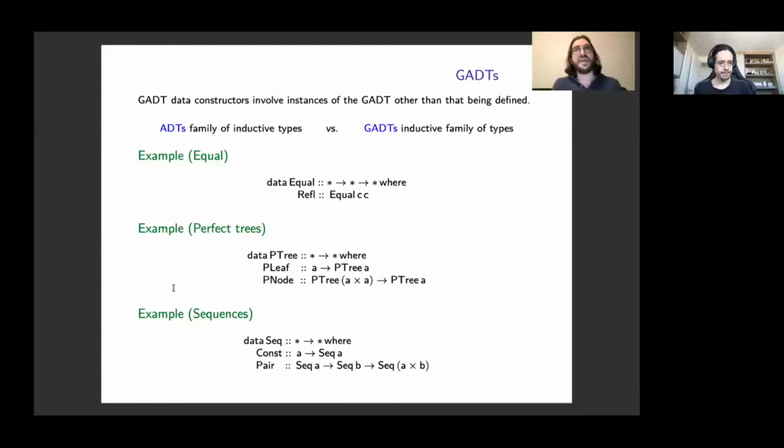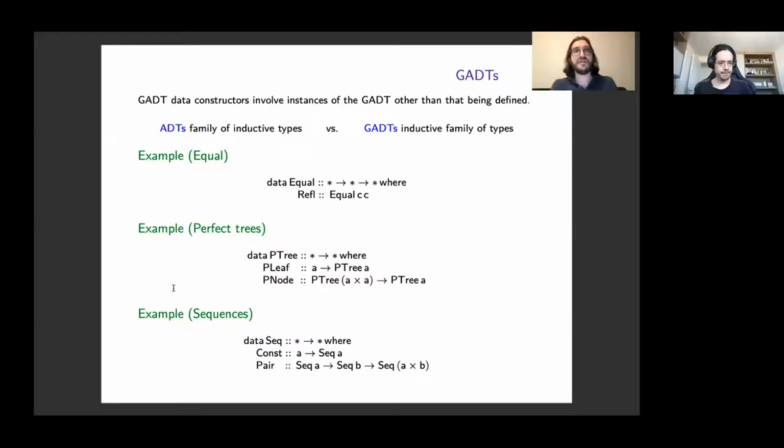Generalized algebraic data types are an extension of algebraic data types. Their constructors, indeed, can involve instances of the data type other than the one being defined. In other words, with GADTs, one defines a whole inductive family of types, whereas for algebraic data types, one defines a family of inductive types.